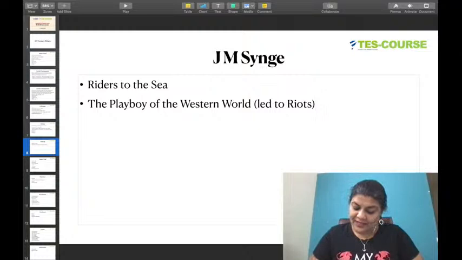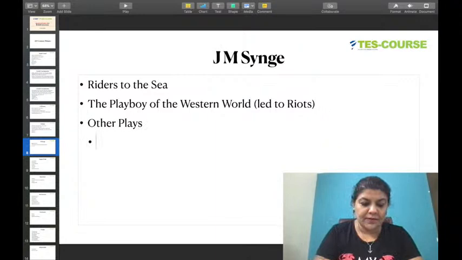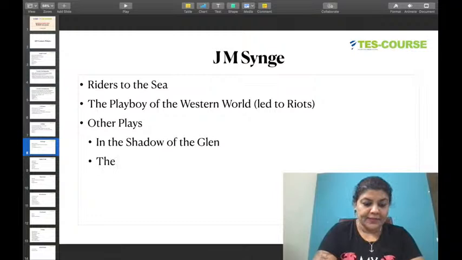It is written in the dialect of Ireland, Hiberno-English. The Playboy of the Western World is written in the Irish dialect called Hiberno-English. J.M. Synge also wrote In the Shadow of the Glen. Shall I write, guys? Then The Aran Islands, that is not a play. The Well of the Saints.